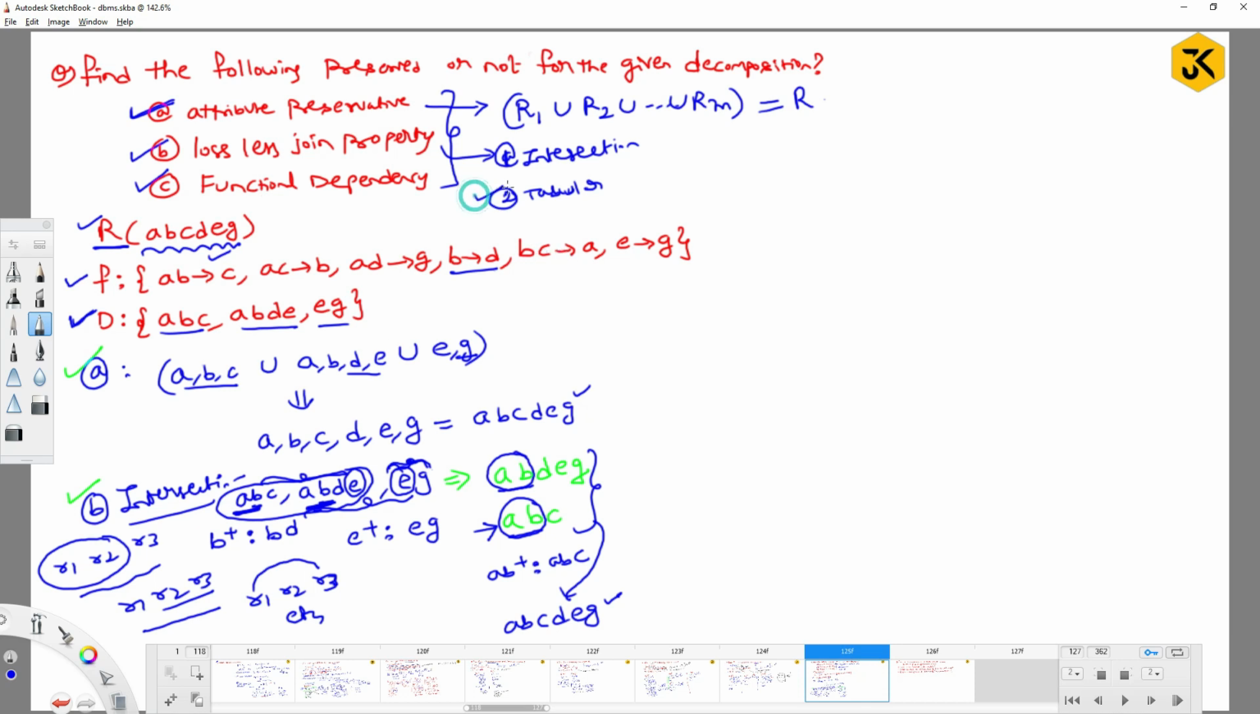You can go with the tabular method by yourself. Next one is whether FD is preserved or not. For FD preservation, you have to find the set of FDs possible for the relation R1, which I can call F1, and similarly for R2, I can call it F2.